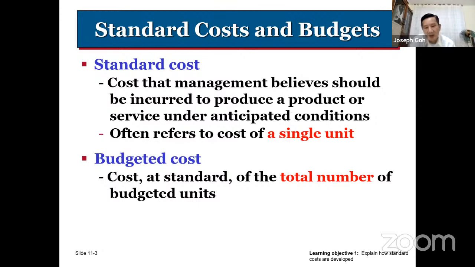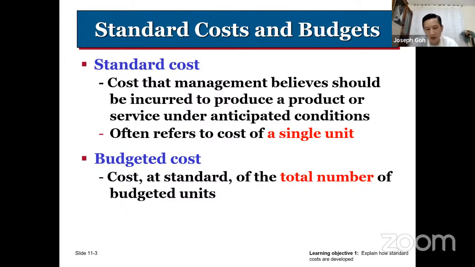But budgeted cost usually refers to the total cost of a particular department or a particular production division. So we always say, what's the total budget for this month? We never say what's the total standard cost for this month, right? The right word we always use is the budgeted cost. What's the budgeted cost for your department? What's the total budget for your department?